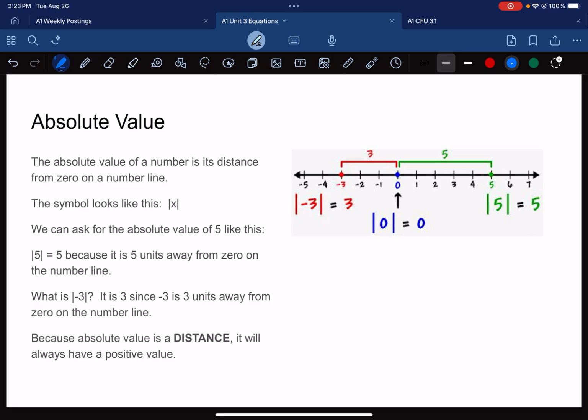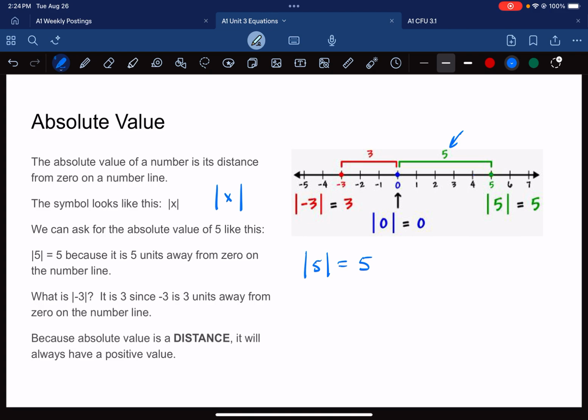Absolute value. This may be a new function to you guys, I don't know, but I'm going to treat it like it is. So absolute value of a number is just its distance from 0 on a number line. So you write it with these two straight up and down bars on either side of a variable like x or a number. So this is read absolute value of x. So you could ask for the absolute value of 5 like this, just put the bar on either side of 5, and the absolute value of 5 is 5 because if you look up here on the number line, this is how far away from 0 5 is.